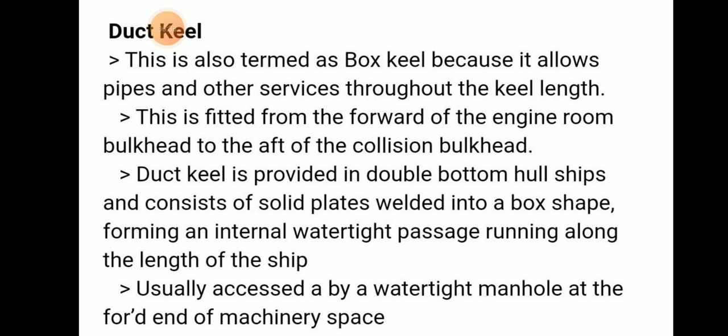Duct keel, also known as box keel, allows pipes and other services to pass throughout the keel length. It is fitted from the forward of the engine room bulkhead to the after collision bulkhead. It is provided on the double hull of a ship and consists of solid plates welded into a box shape, forming an internal watertight passage running along the length of the ship. It is usually accessed by the watertight manhole at the forward end of the machinery space. This is known as duct keel.